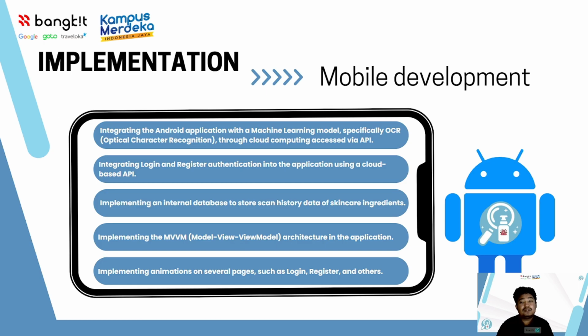The implementation involves the following. Number one is integrating the Android application with machine learning, specifically OCR, optical character recognition, using cloud computing via API access. Number two, integrating login and register authentication into the application through a cloud-based API. Number three, implementing an internal database to store the history of skincare ingredient data. Number four, implementing the MVVM, model view view model, architecture in the application. Number five, adding animation on several pages such as login, register, and others.